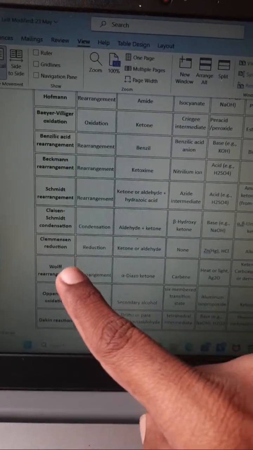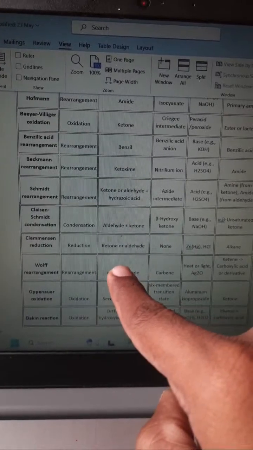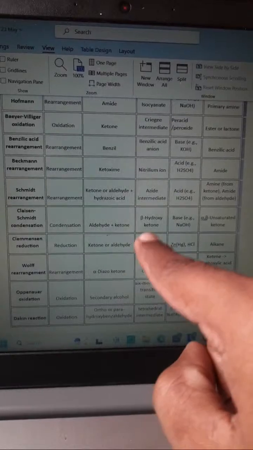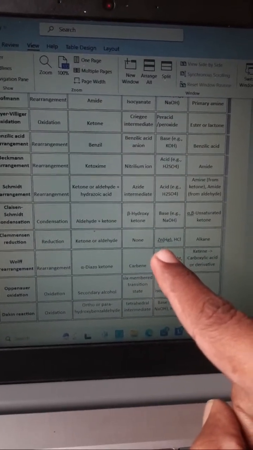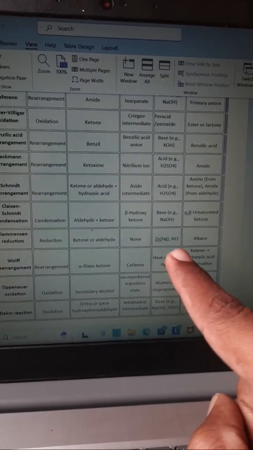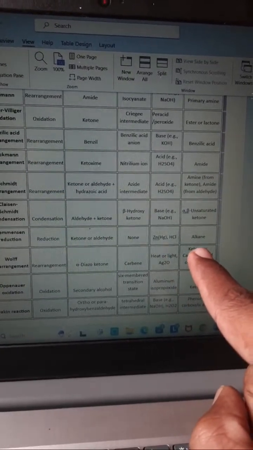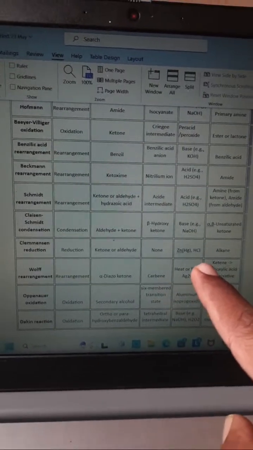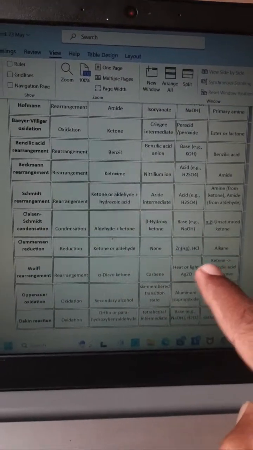The next one is Clemmensen reduction. It's a reduction. Starting compound is ketone or aldehyde. The intermediate is not very clear. The catalyst used is zinc amalgam and acid HCl. For this, the product formed is saturated compound alkane. So ketone or aldehyde converts to alkane.